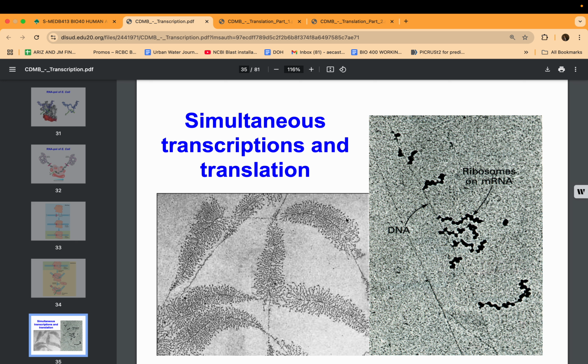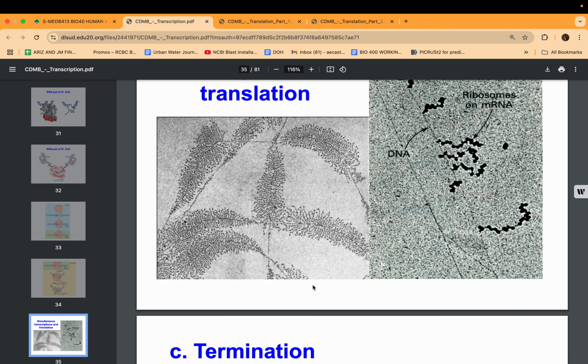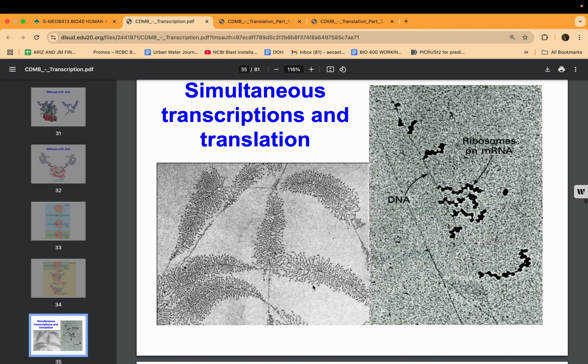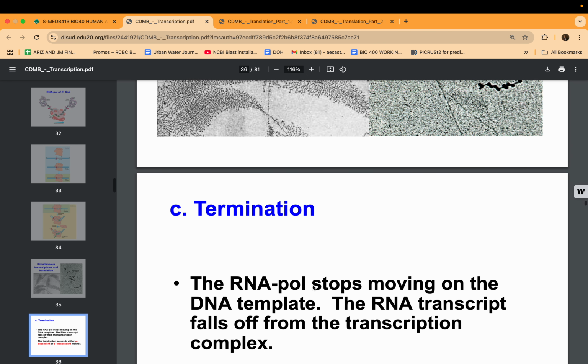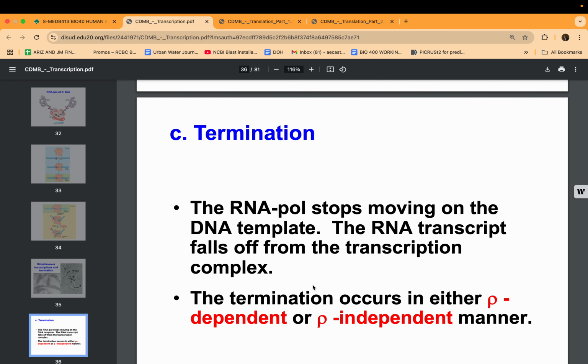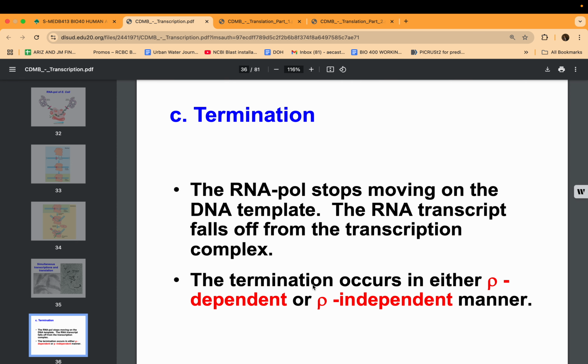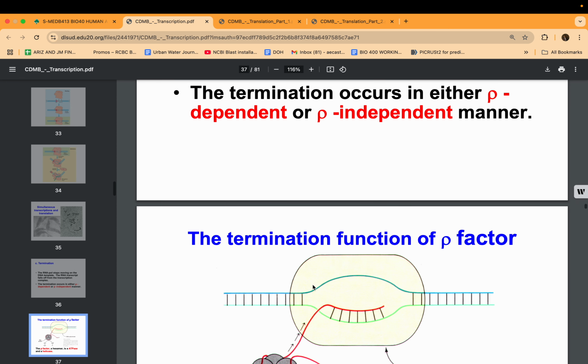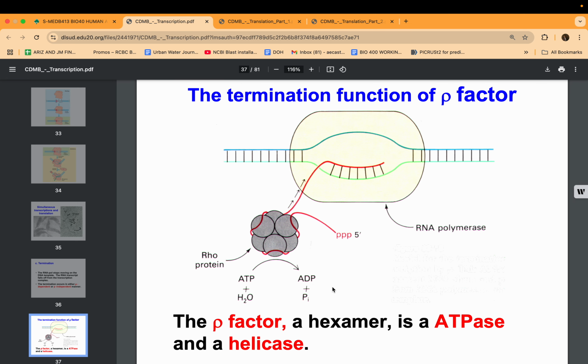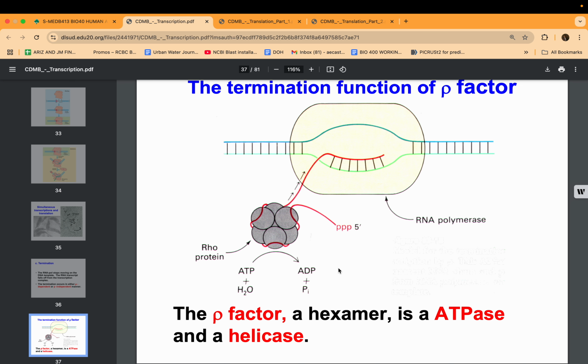So you can expect that while transcription is happening, translation is also happening at the same time. Unlike in eukaryotes, transcription can be compartmentalized inside the nucleus, and translation happens outside, within the cytoplasm. But for bacteria, it happens in the same site, in the protoplasm of the bacterial cell. Then for termination, we have rho-dependent and rho-independent for the case of bacteria. So the rho protein, which is an ATPase, a hexamer, no?